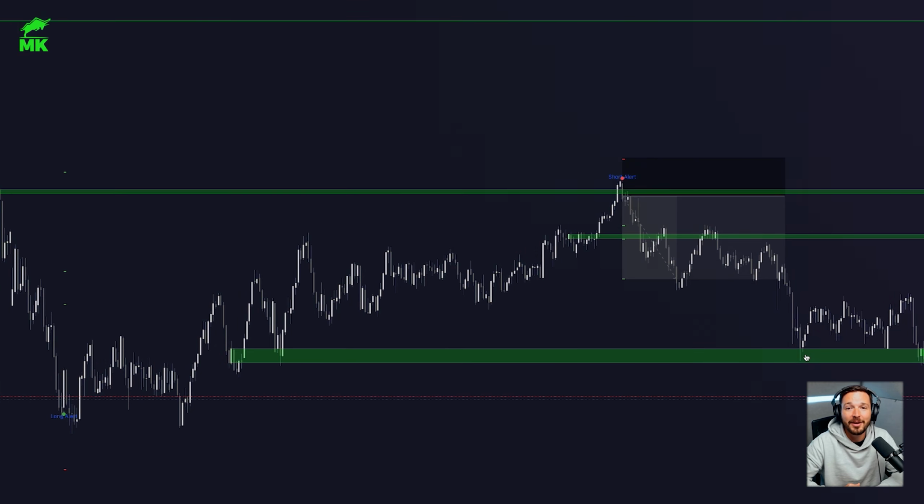That's it for this breakdown of the major key feature. In the next video, we'll explore more tools inside MK Elite to help you understand market structure with clarity.